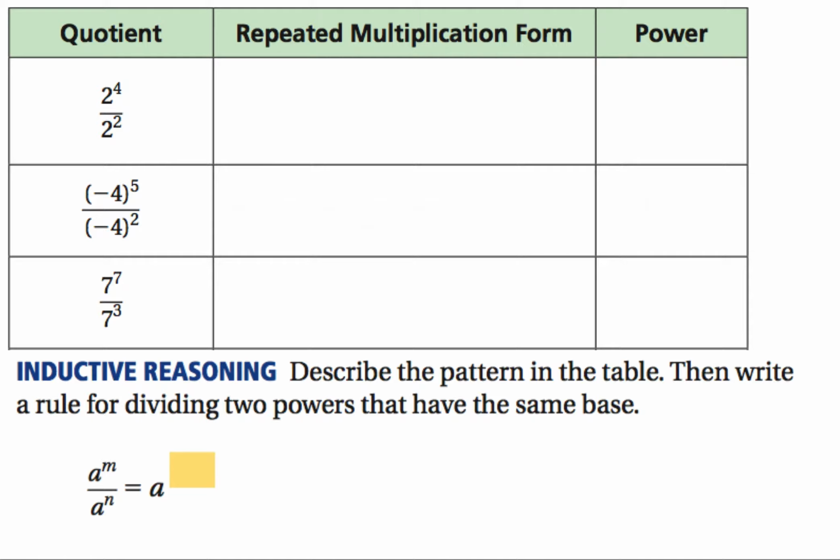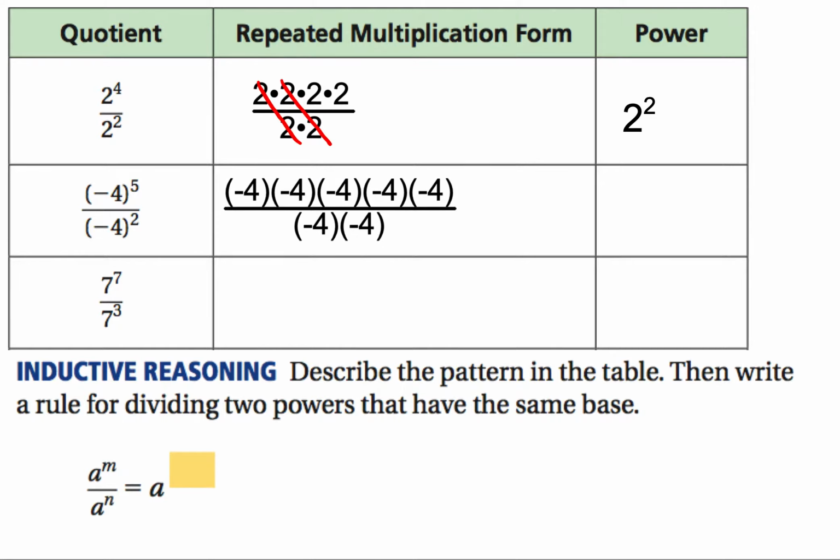Consider the following. 2 to the fourth over 2 squared, that would be 2 times 2 times 2 times 2 on top and 2 times 2 on bottom. Doing regular fraction reducing, we can reduce the top and bottom by 4, dividing by 2 twice, and that leaves us with 2 squared.